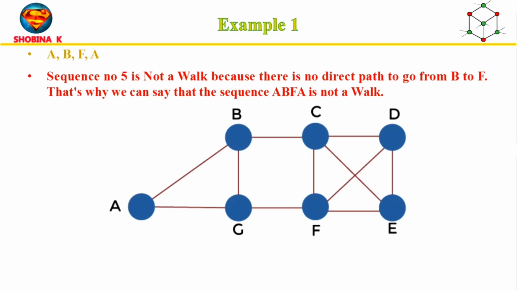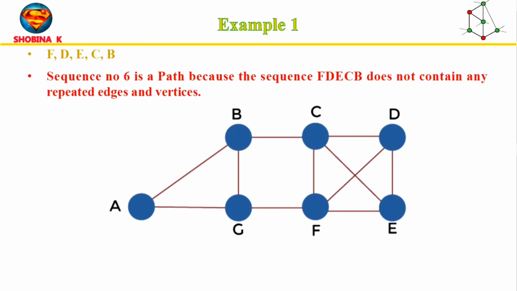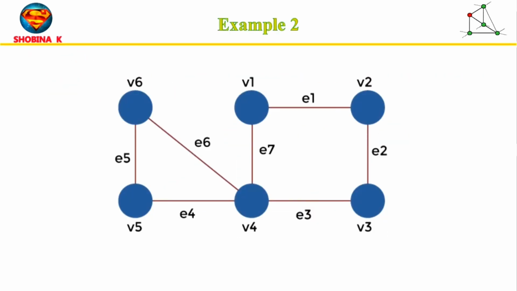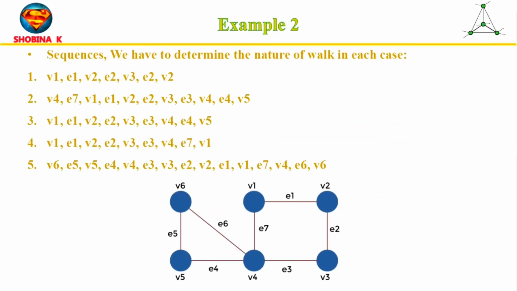And next, the sequence 6 is a path because the sequence F, D, E, C, B does not contain any repeated edges and vertices. Let's see another example. With the help of the sequences below, we have to determine the nature of the walk in each case. In the graph, V1, V2, V3, V4, V5 and V6 are the vertices.